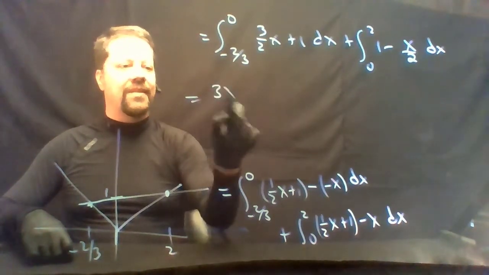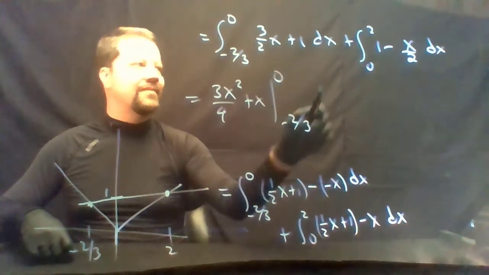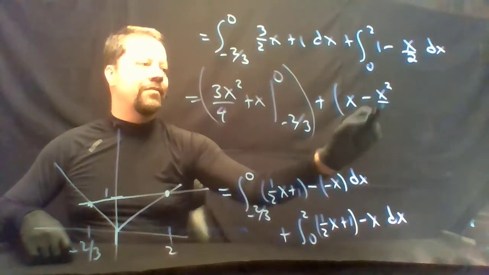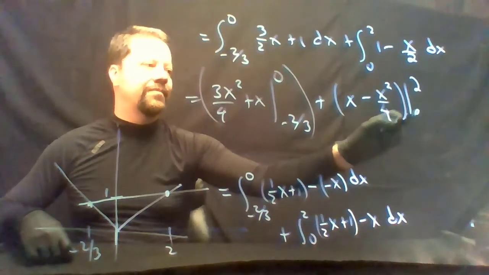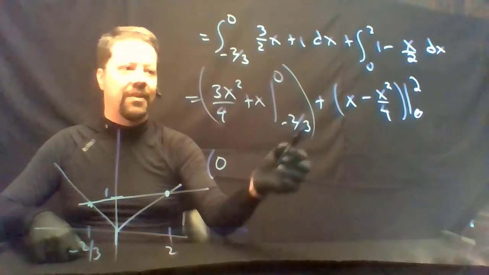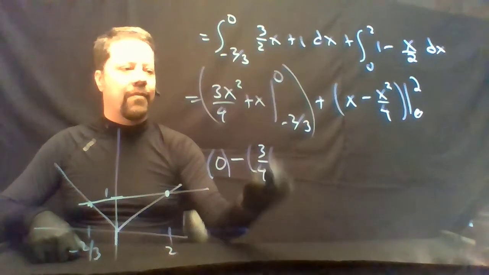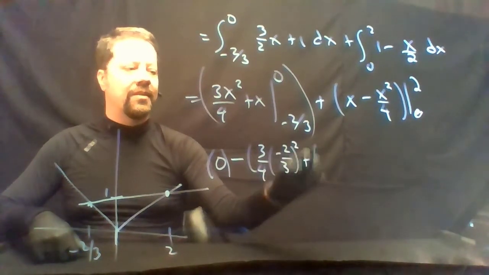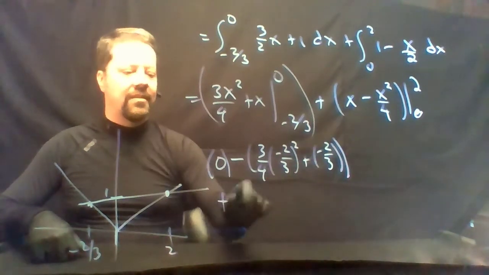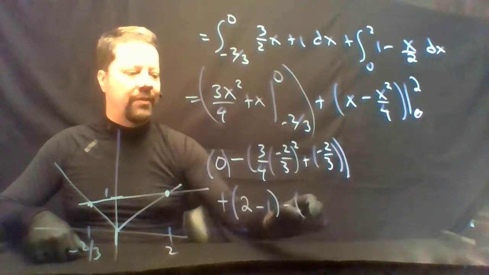So this gives us 3x squared over 4 plus x, evaluated from negative 2/3 to 0, plus x minus x squared over 4, evaluated from 0 to 2. Plugging in 0, we have, of course, 0. We'll subtract what we get when we plug in negative 2/3. We'll have 3/4 times negative 2/3 squared plus negative 2/3. And then plus 2, 2 squared is 4 over 4 is 1, minus what you get when you plug in 0.